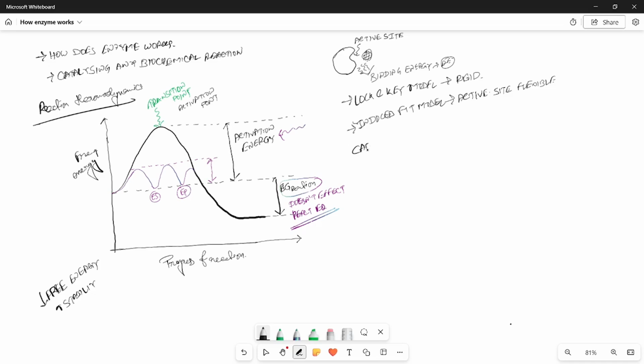Now let's talk about catalyzing strategy. There are basically three things again. What bonds are possible between substrate and enzyme? The first point is covalent bond, meaning the bonds are very strong, and this is observed in which enzyme? That is chymotrypsin.